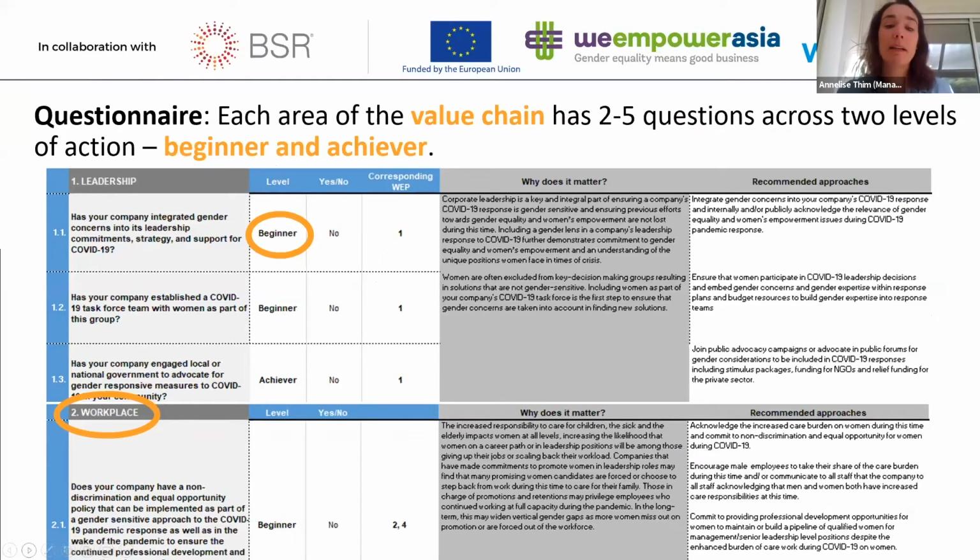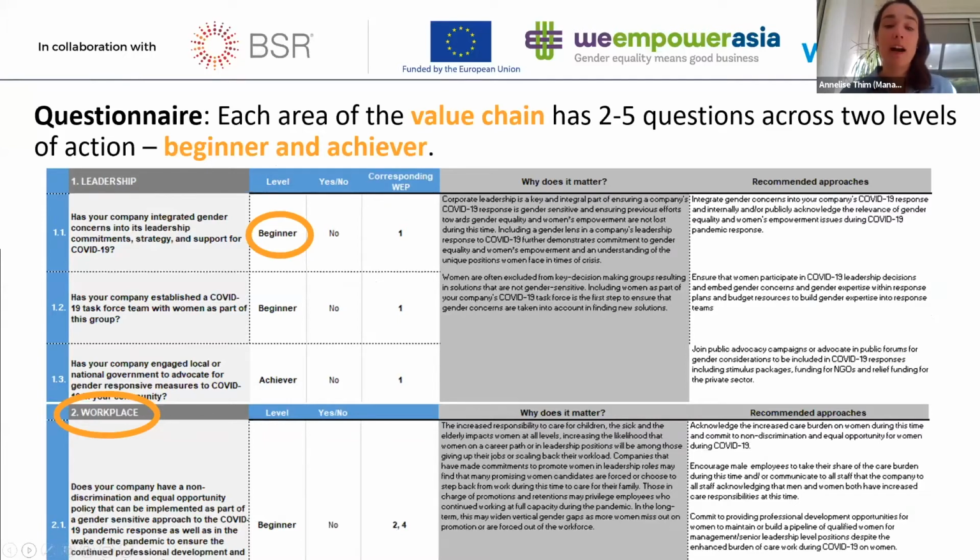This should be filled out by someone on the company's internal COVID-19 task force or the human resources department. But because it does cover the entire value chain, you are going to need input from your procurement, your supply chain, and possibly sustainability colleagues as well. It should be something that can be done in partnership with senior leadership, to make sure that you have their buy-in also.